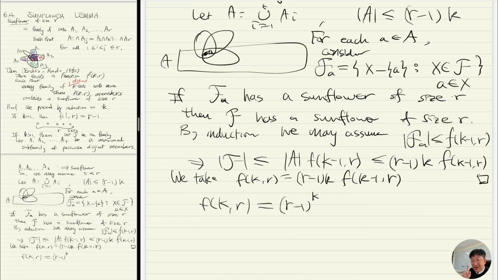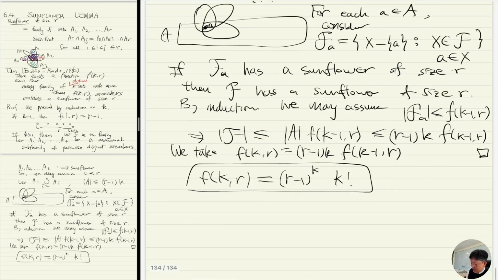Yes, because when k is 1, this was r minus 1, and then we are multiplying k, k minus 1, k minus 2, etc. So it's k factorial. So that's the bound. So the bound by Erdős and Posa.